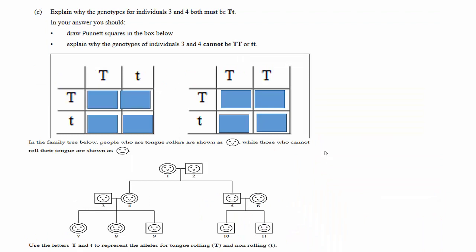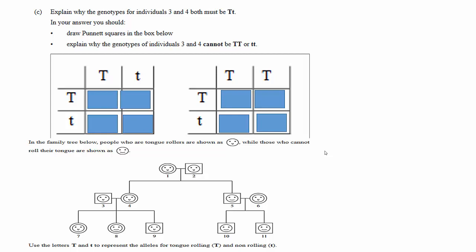Right, question 4c, the last question in this paper. You need to explain why the genotypes for individuals 3 and 4 must be heterozygous. So you need to draw at least 2 Punnett squares. You need to explain why they cannot be homozygous dominant or homozygous recessive. So these are 3 and 4 here. They can both roll their tongue. 2 of their offspring can roll their tongue, but individual 8 cannot.